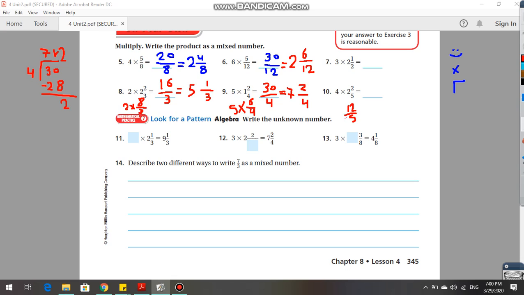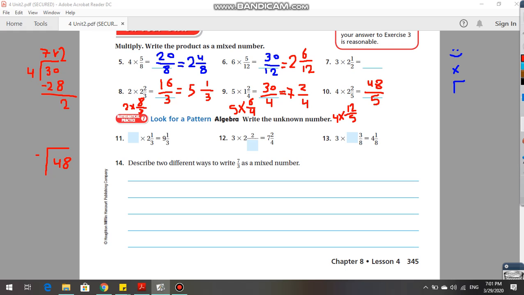Second step is what? Multiply by 4. So who can tell me? 4 times 12 equals what? Yes, it's 48. So it's gonna be 48 over 5. Last step is what? Yes, I'm gonna divide 48 by 5.